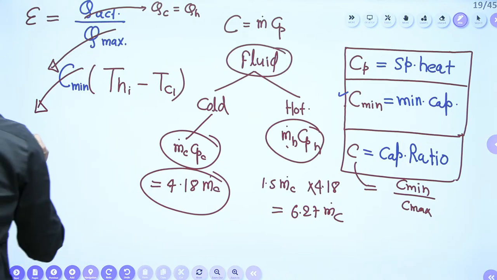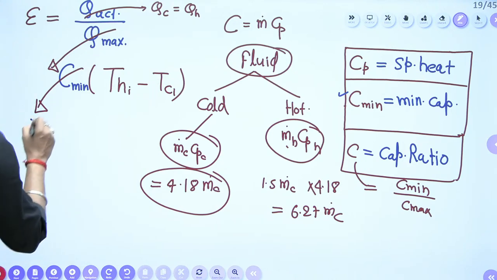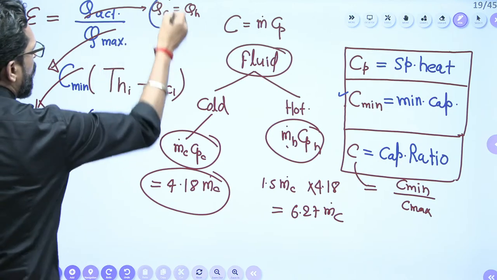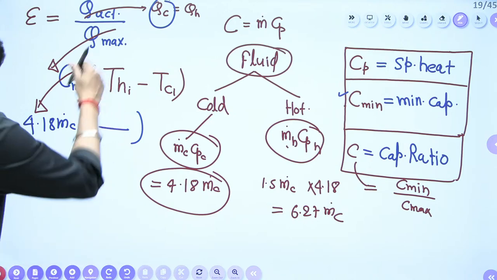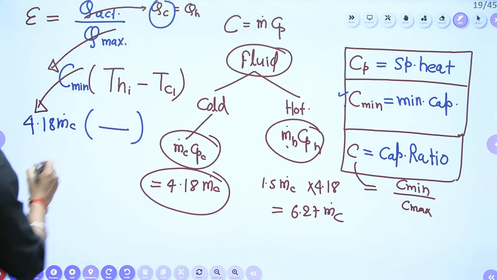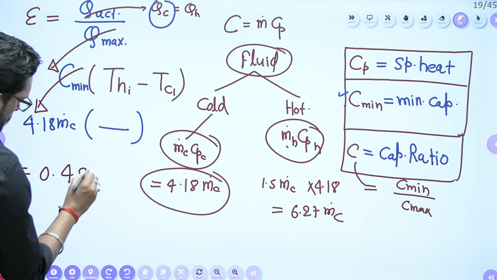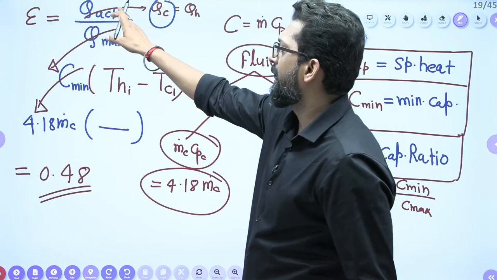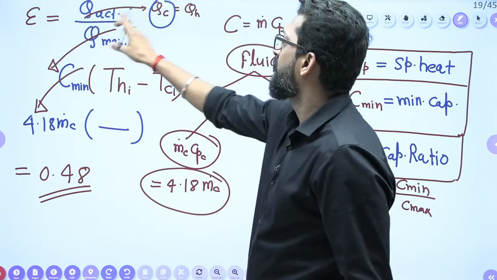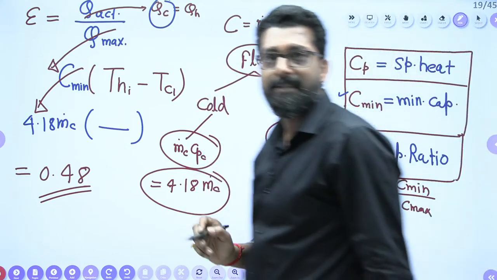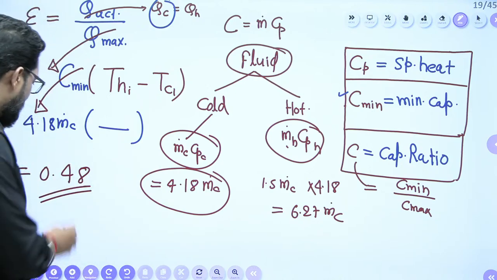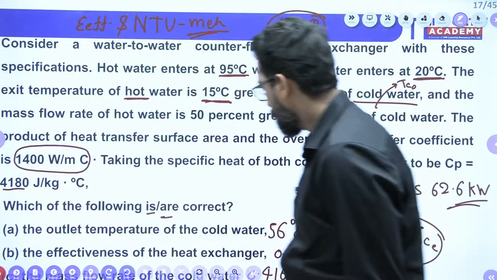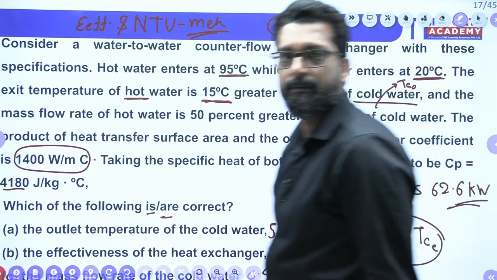So we take here C minimum as 4.18 M dot C, and this temperature as it is. From here we can take the cold fluid, and if we divide that, finally the temperatures come into the picture. M dot C cancels out. You have CPC and the temperature difference of the cold fluid, which is T cold exit minus T cold inlet. Put all the given data and solve it, and it is 0.48. So option number second is also correct.